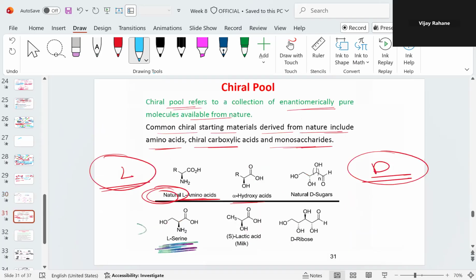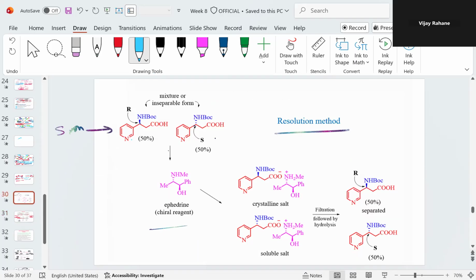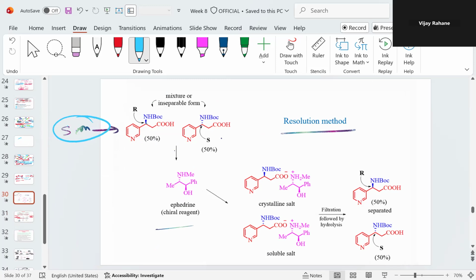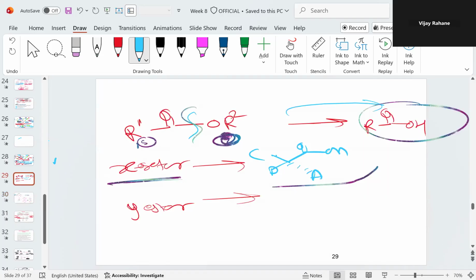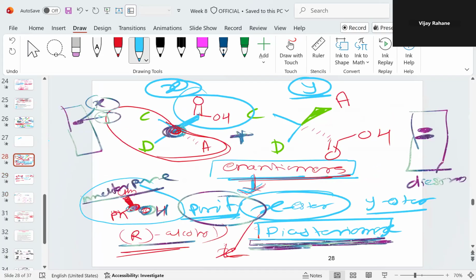Okay, this is the one example. So in the resolution, what we can do, we can convert our starting material to diastereomers. That can be done by adding some other reaction on the substrate. So this is the first example that we have seen.